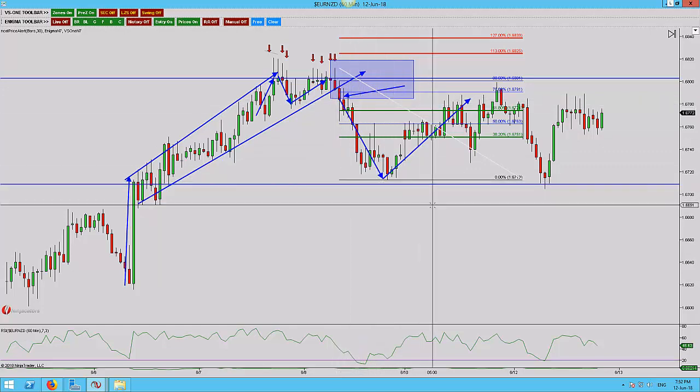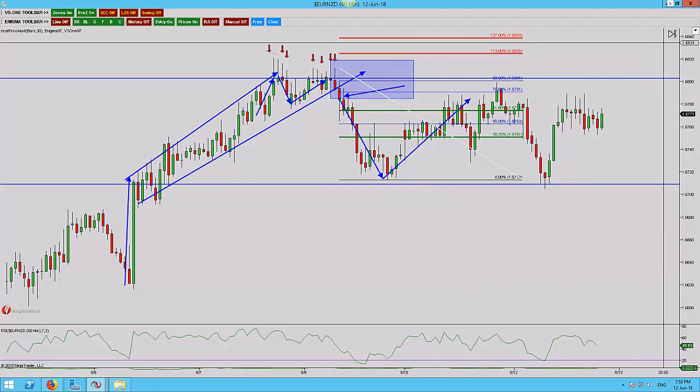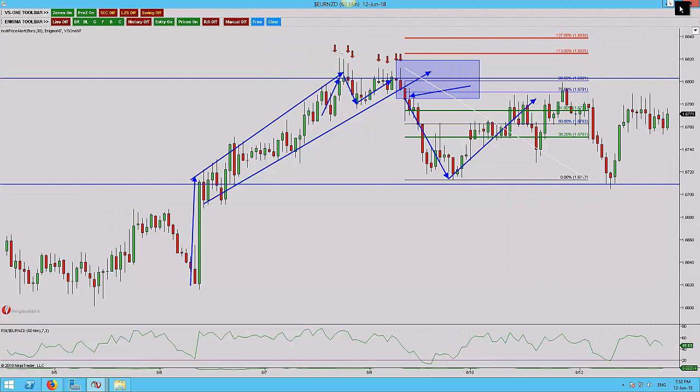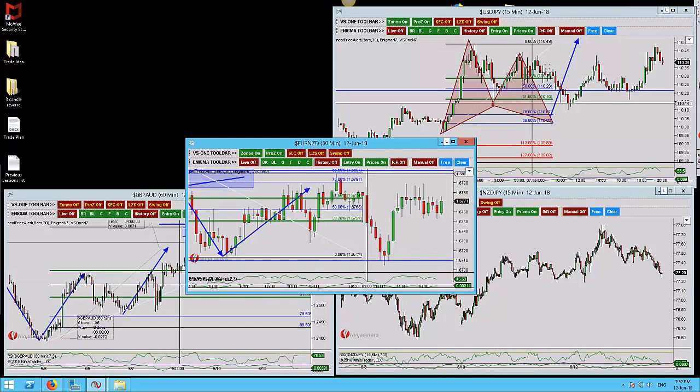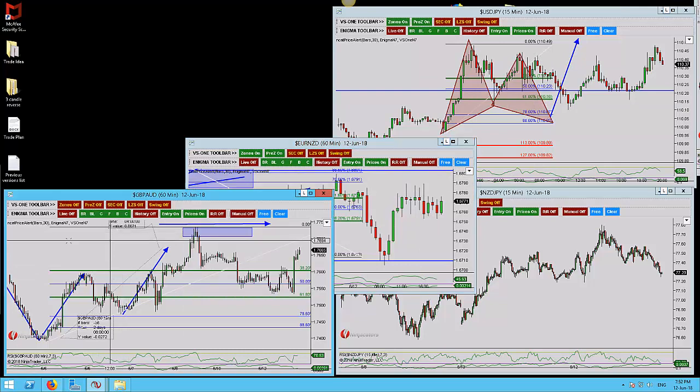So 76 there, 66 or 70 on the pound Aussie. We just banked 43, I believe, on the euro dollar. Yep, I believe 43 on the euro dollar. So it's nice to see the outcome of those trades.